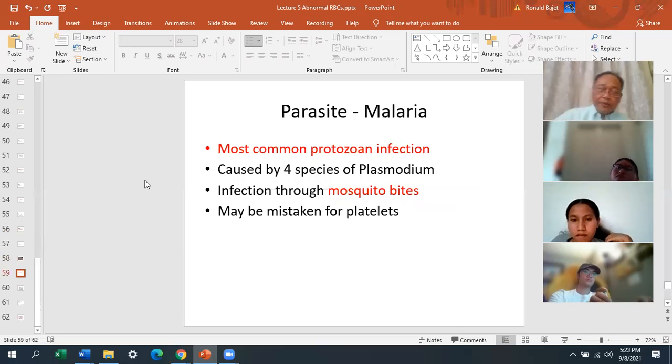Okay, so that's it for those inclusion bodies. The next one is malaria. Malaria is the most common protozoan infection. Protozoan means those are the small guys, small parasites. And there are 4 species of Plasmodium: Plasmodium malariae, falciparum, ovale, and vivax.